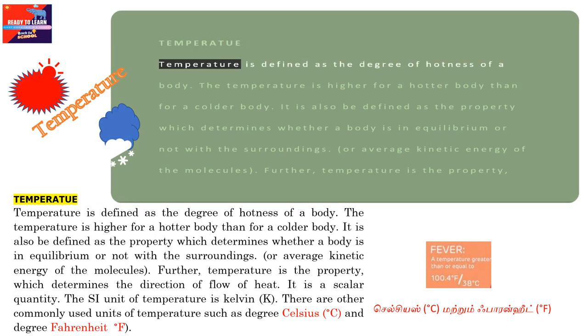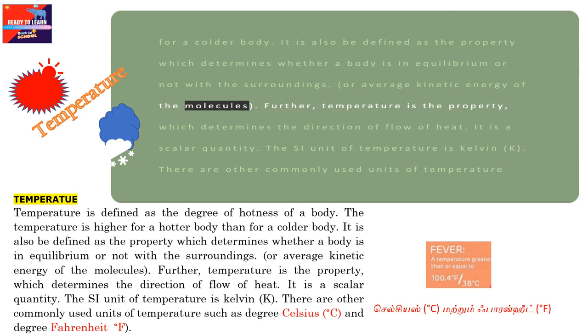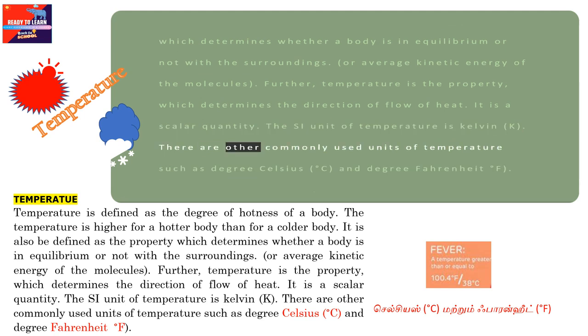Temperature. Temperature is defined as the degree of hotness of a body. The temperature is higher for a hotter body than for a colder body. It can also be defined as the property which determines whether a body is in equilibrium or not with the surroundings, or average kinetic energy of the molecules. Further, temperature is the property which determines the direction of flow of heat. It is a scalar quantity. The SI unit of temperature is Kelvin, K. There are other commonly used units of temperature such as degree Celsius, °C, and degree Fahrenheit, °F.